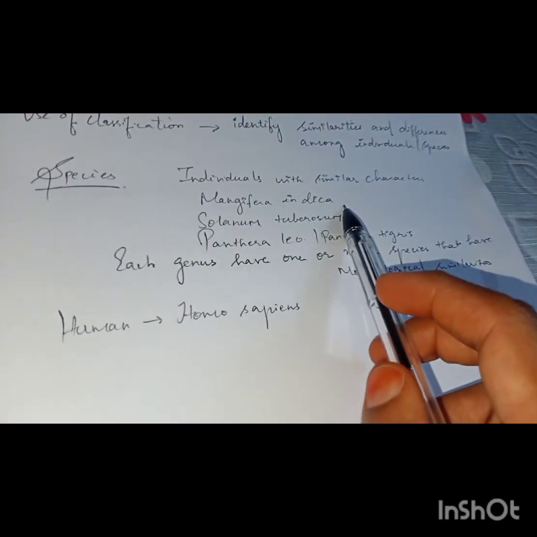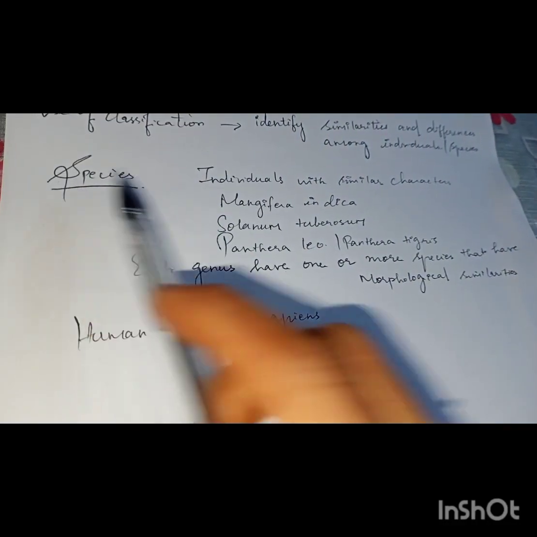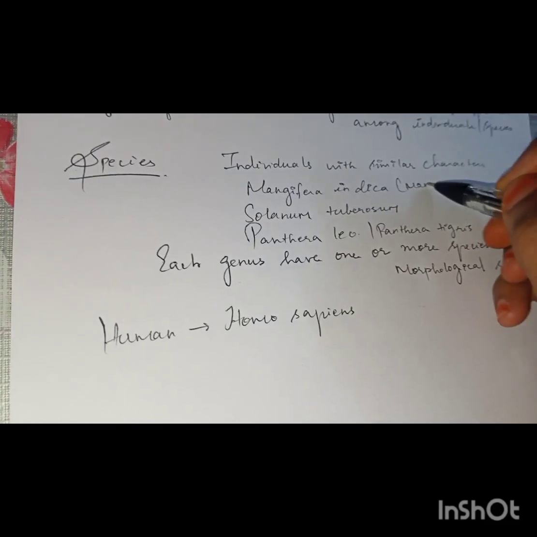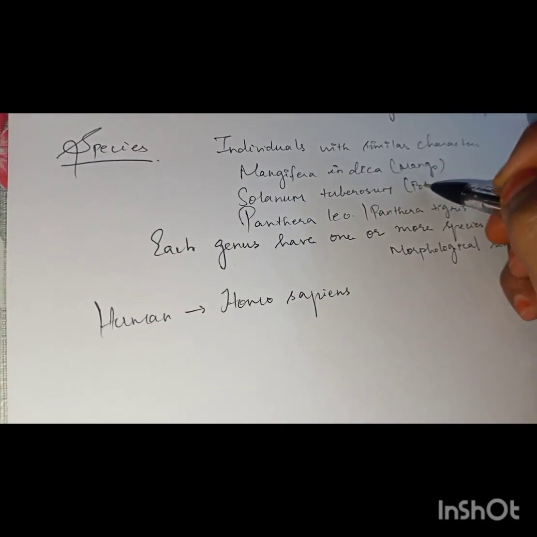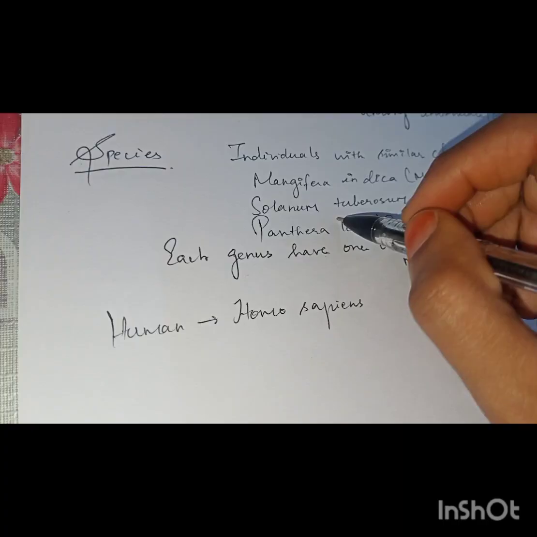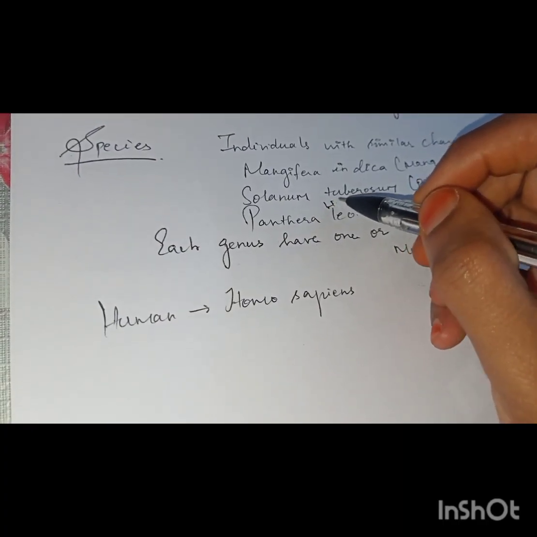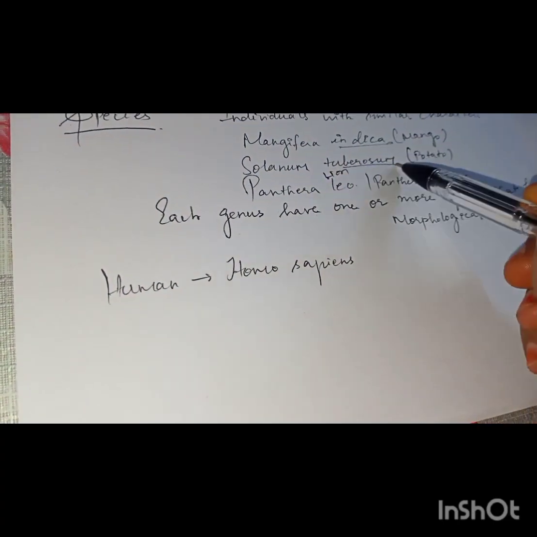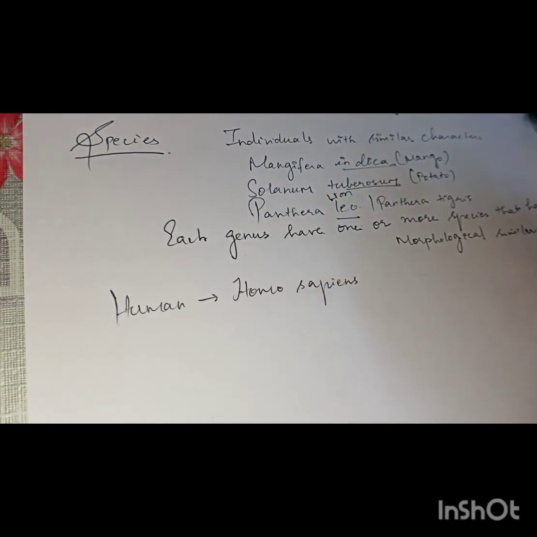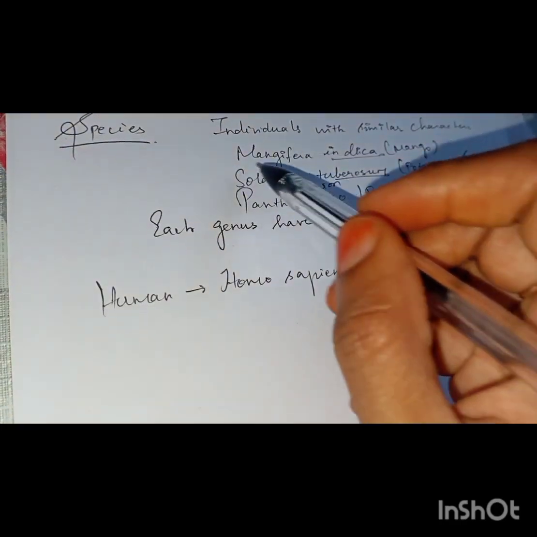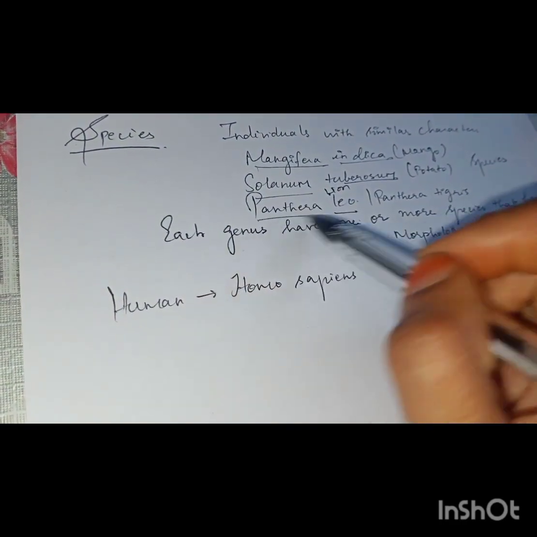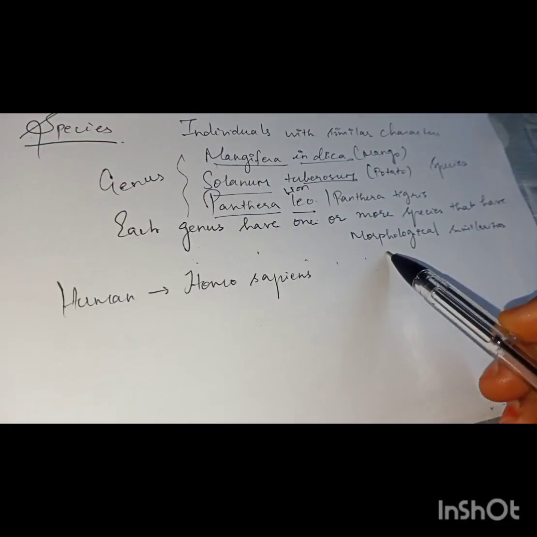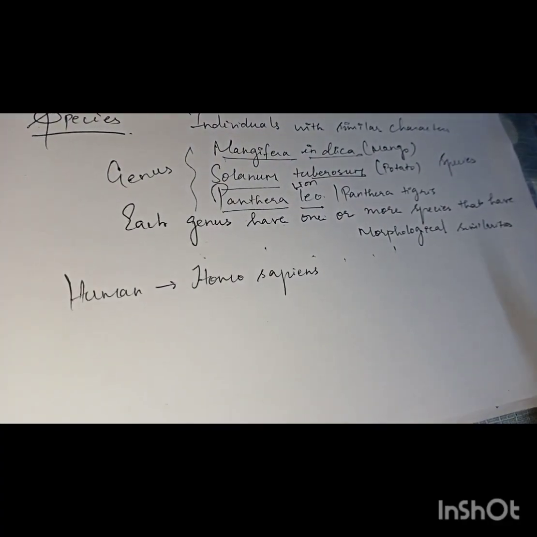A group of individuals with similar characters is considered a species. Here are some examples. Mangifera indica, which indicates mango. Solanum tuberosum, it's potato. Panthera leo is lion. Okay, so this indica, tuberosum, leo, all these indicate species, whereas Mangifera, Solanum and Panthera indicate genus. So each genus will have one or more species that have morphological similarities.